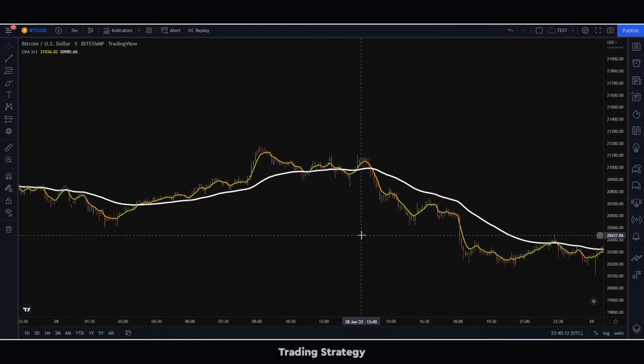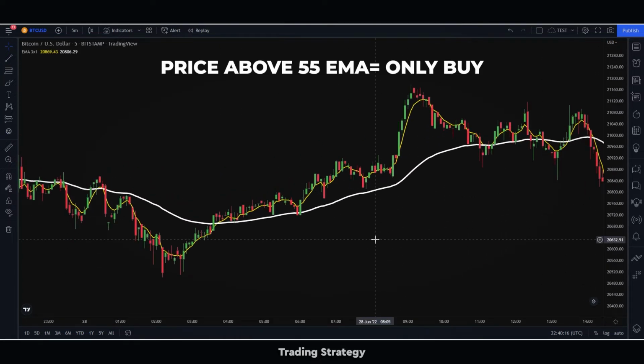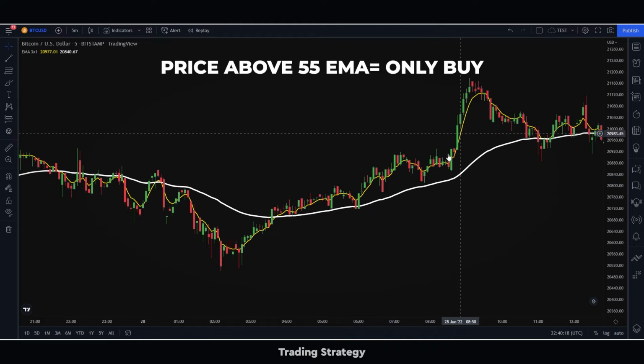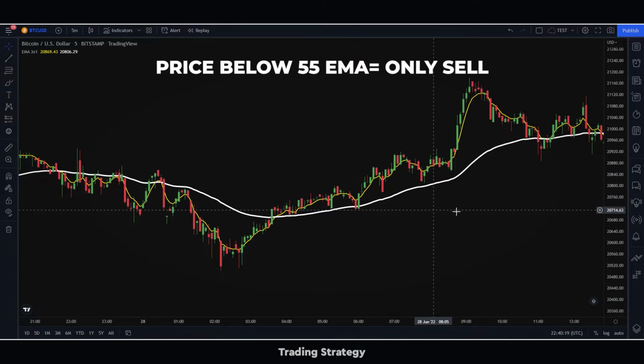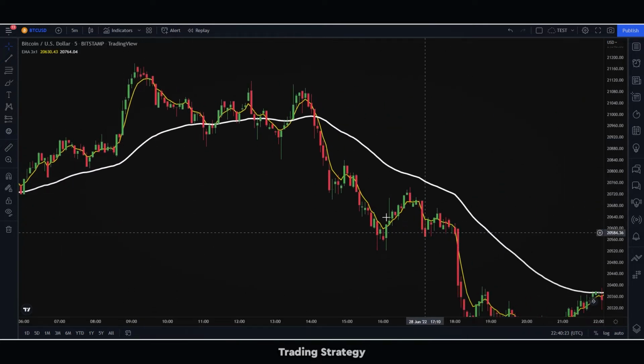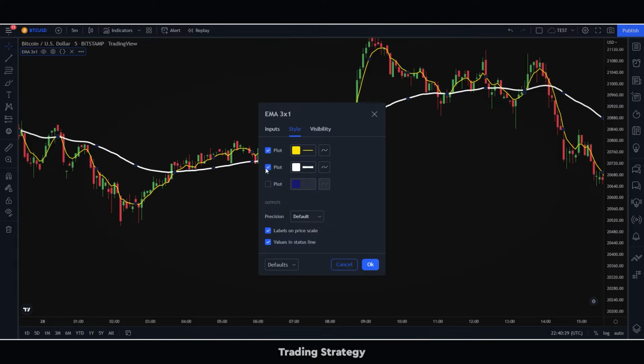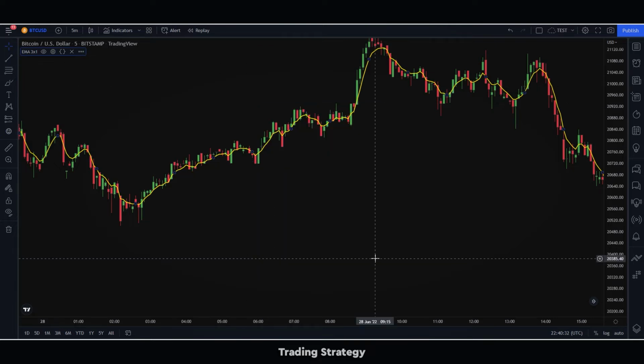I have to clarify that the 55-period moving average is optional for greater security, since it will be used as a filter, that is, if the price is above it, we will only carry out buy operations, and if the price is below this, we will only carry out sell operations. In my case, I will deactivate it, since when it is activated, although it is safer, we will have much fewer signals. After this, we will add the RSI indicator to the chart.